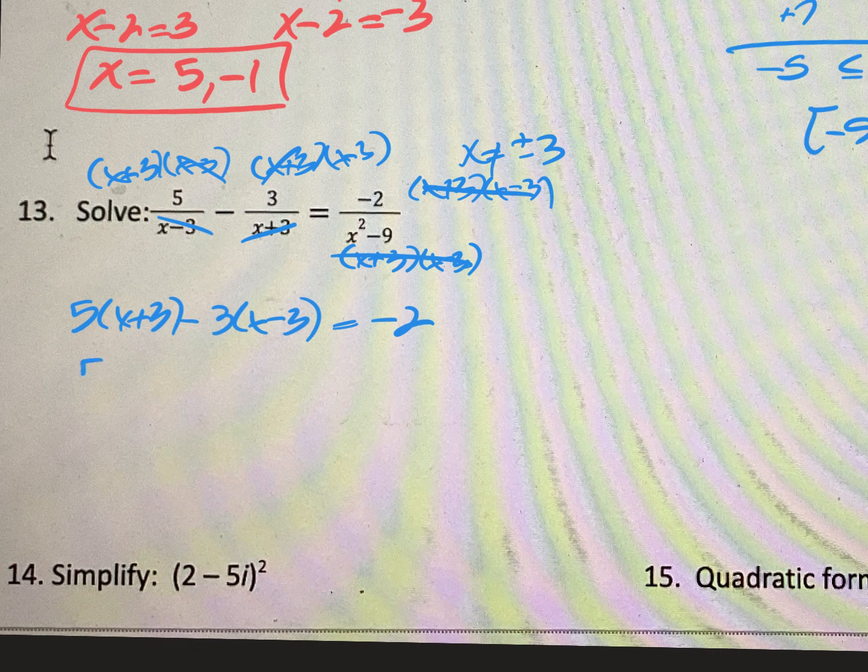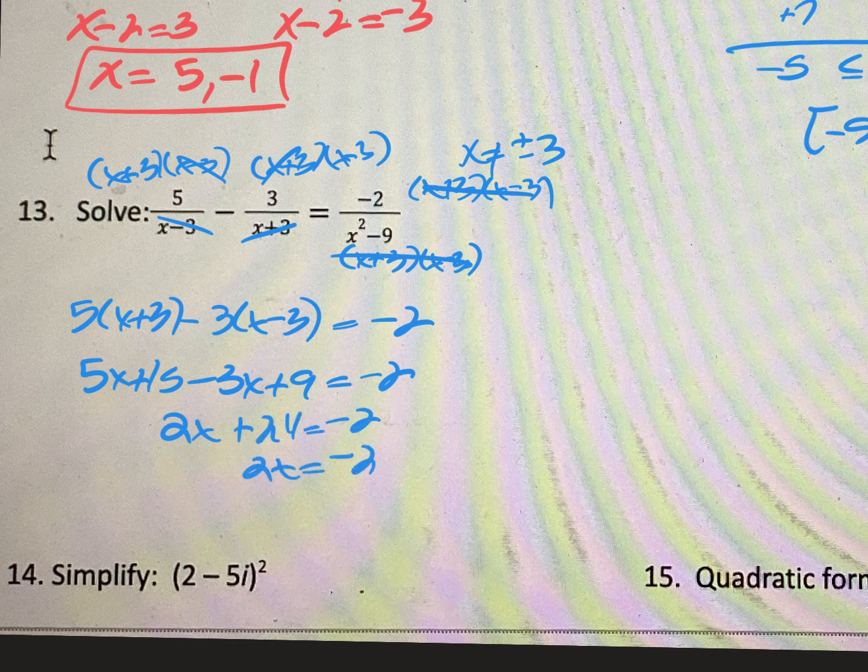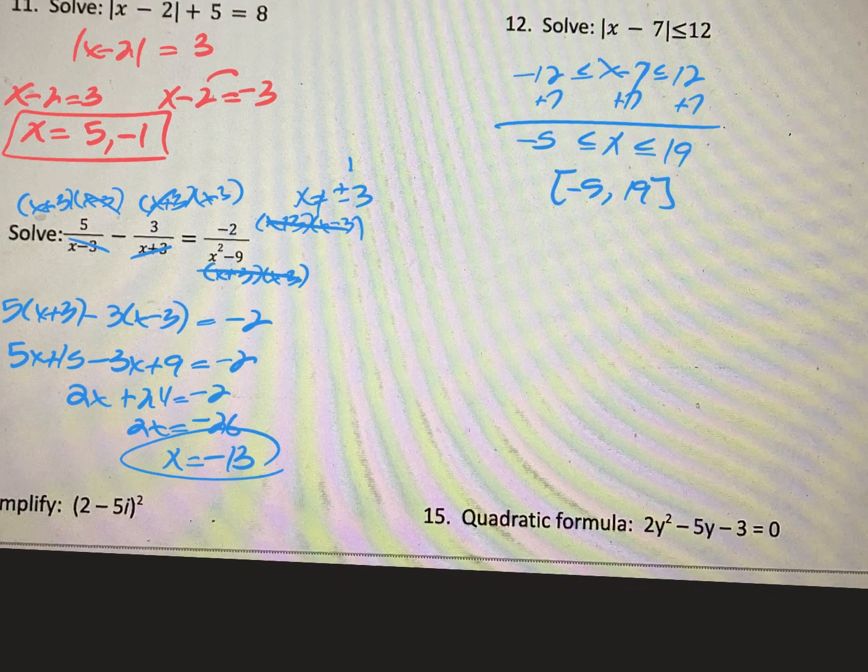So just distribute the 5, 5x plus 15. Distribute the 3. And let's go here. 5x minus 3x is 2x. 15 and 9 is 24. That's negative 2. Let's move the 24 over and divide by 2. Bam. Now, is negative 13 okay? Yes, it is, because it's not plus or minus 3. So there you go.